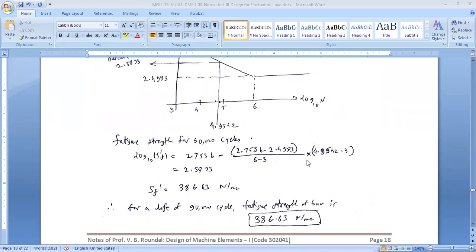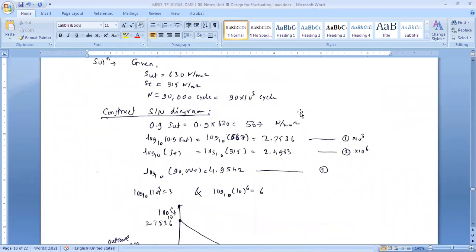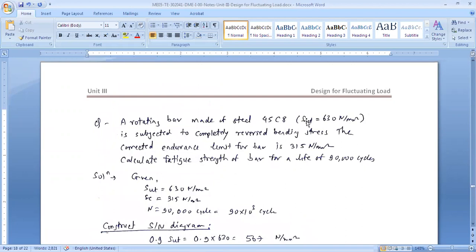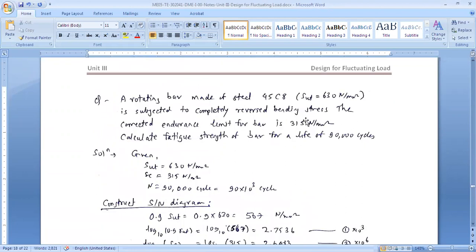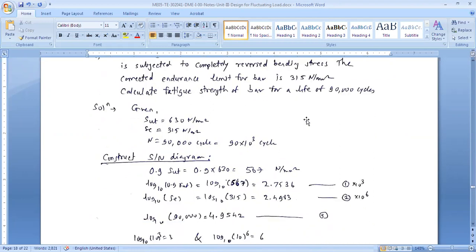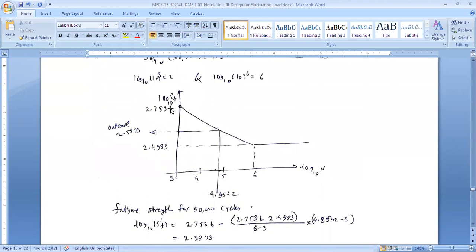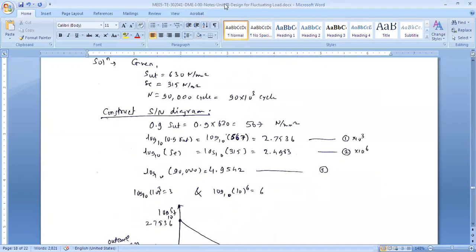So we'll continue. While reading the numerical itself, we have got two points. One point is where we have 0.9 of Sut, that is at 3 on the x-axis. And for 6, we have the endurance limit on the y-axis, log to the base 10 of 315. Now we will draw the graph. This is how it will look. So we have points 1 and 2. We know the slope, and from that slope we can calculate the corresponding stress. This is how we are going to approach it.